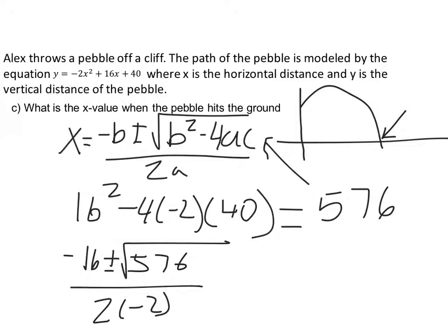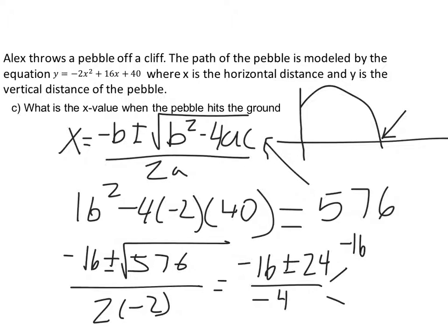Okay, now we actually have to figure this out. We can't leave it as a radical because we're not going to use that when we answer a question. So let's go ahead and do the square root of 576. And when I do that in my calculator, it actually is 24. So I'm going to have negative 16 plus or minus 24 all over 2 times negative 2, which is negative 4. Okay. Now remember, we have 2 answers we actually have to do. We have to do negative 16 plus 24 over negative 4. Okay. And also negative 16 minus 24 all over negative 4.